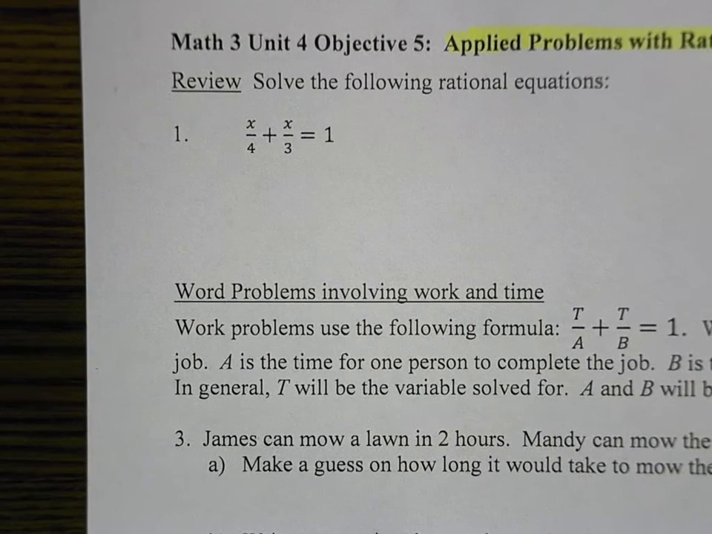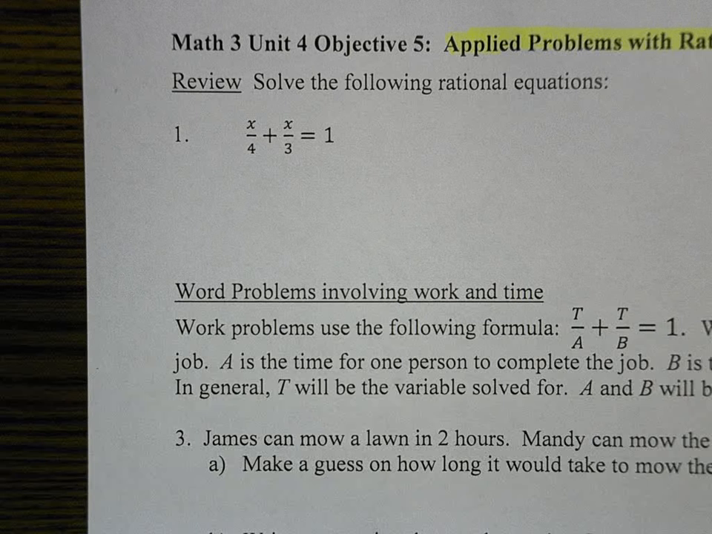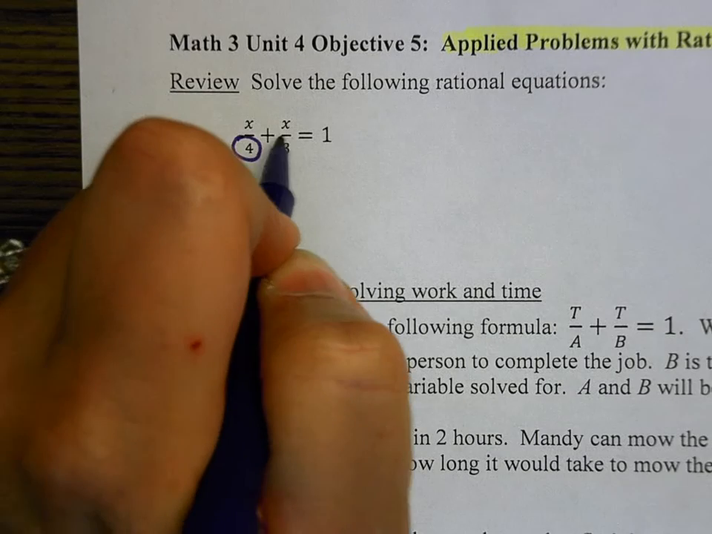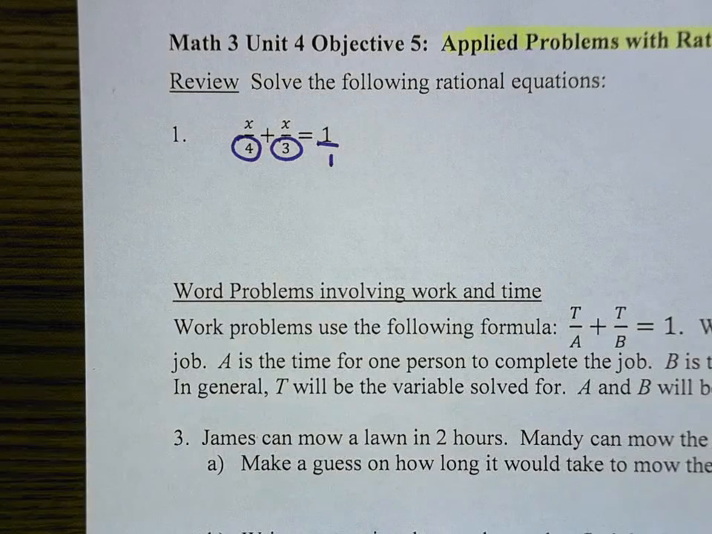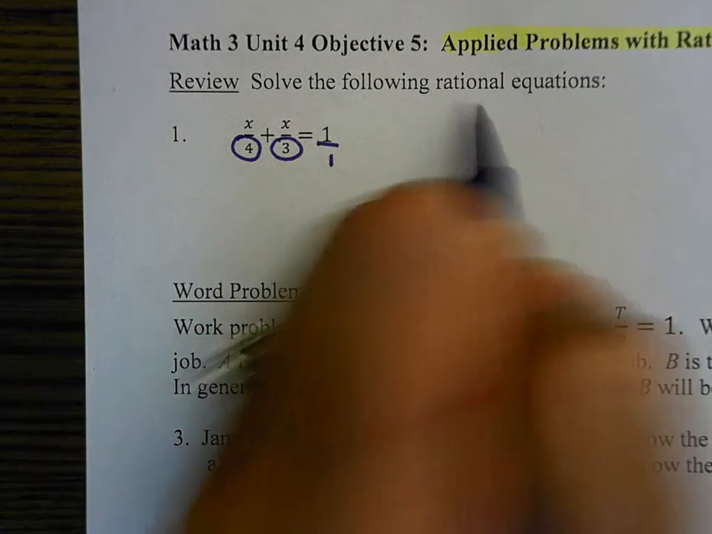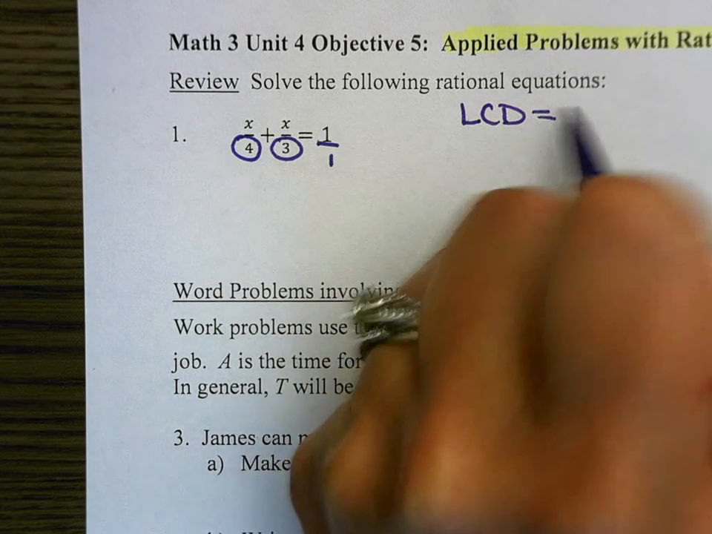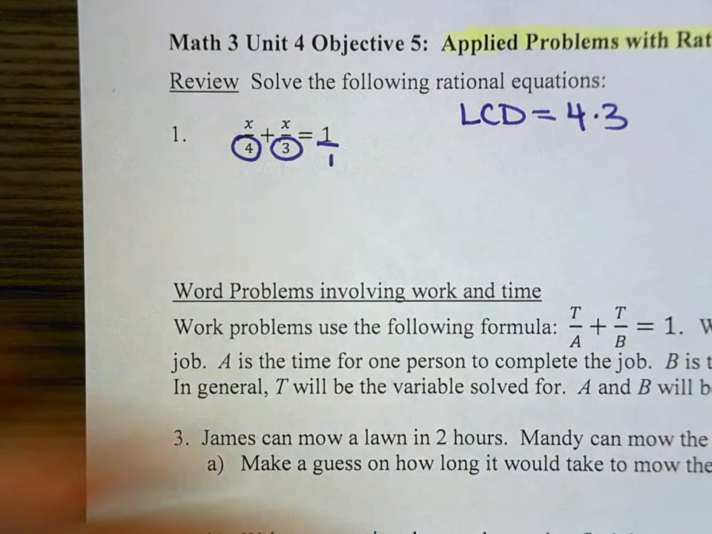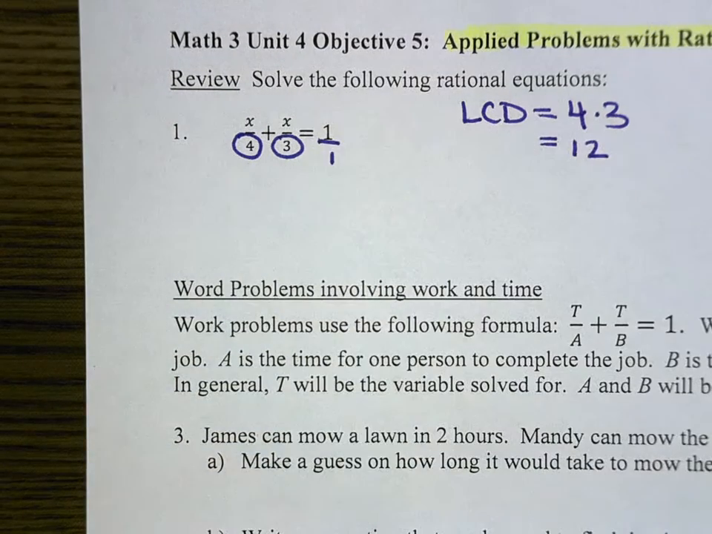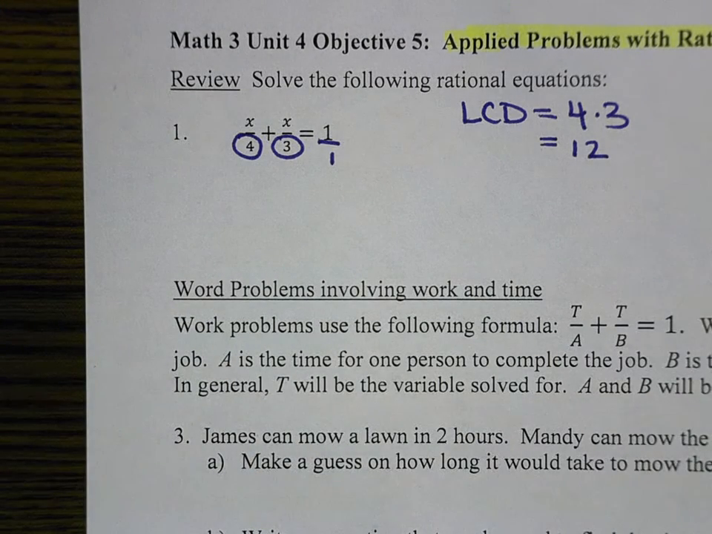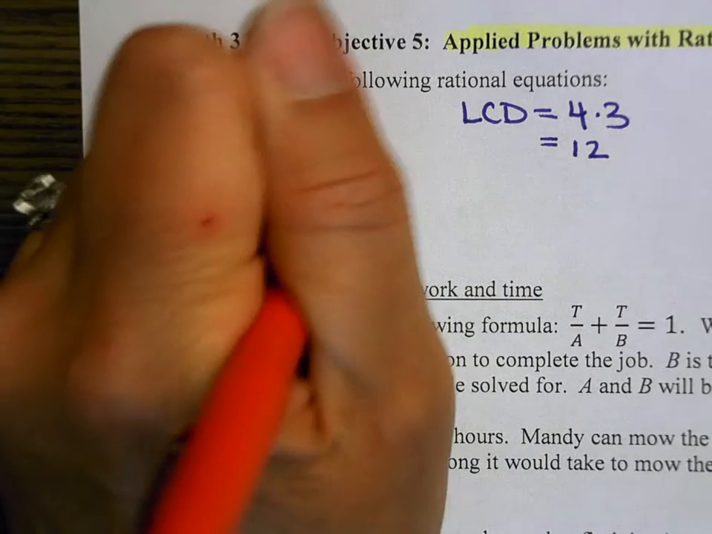So what we want to do is look for our lowest common denominator, or least common multiple. For here, the denominators that we have are 4 and 3, and then, of course, we have this implied 1. We see that 4 and 3 have no common factors, so our lowest common denominator is going to be 4 times 3, which is 12. And that's what we want to multiply everything through by, 12.